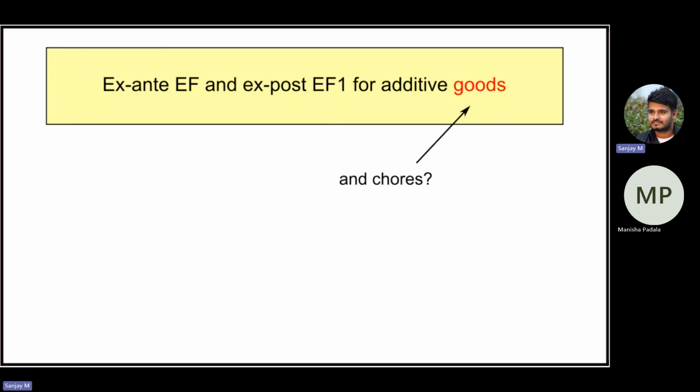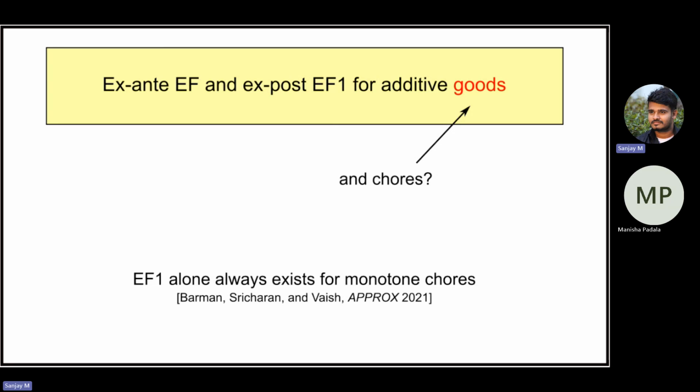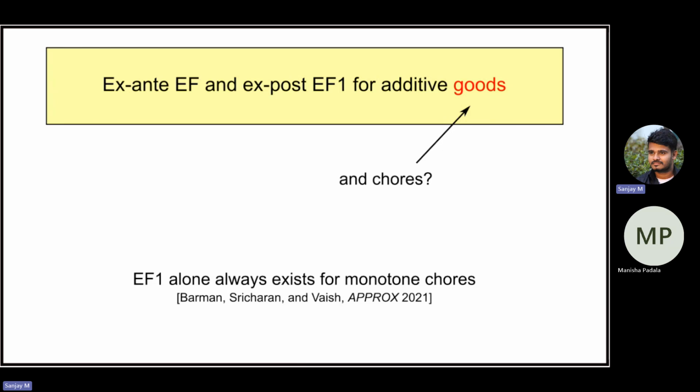Now, once you have negatively valued items, you can ask all of these questions again. Can you get ex-ante EF, ex-post EF1, EFX, and so on? For chores, just like for goods, we know that if you just want EF1, such allocations again exist even for monotone valuations. But whether you can combine EF1 along with ex-ante EF, we don't know. Again, nice problem.